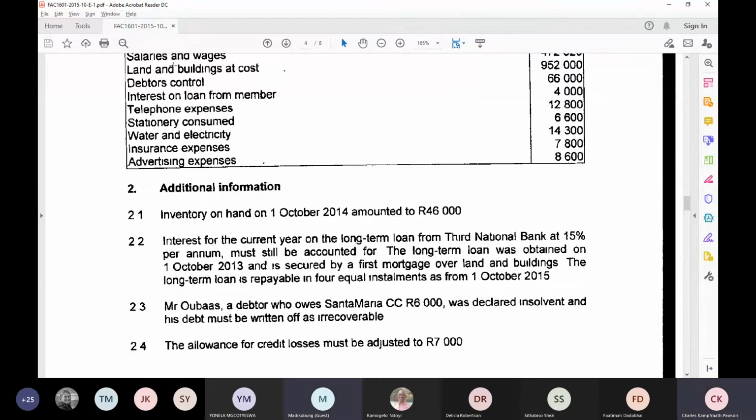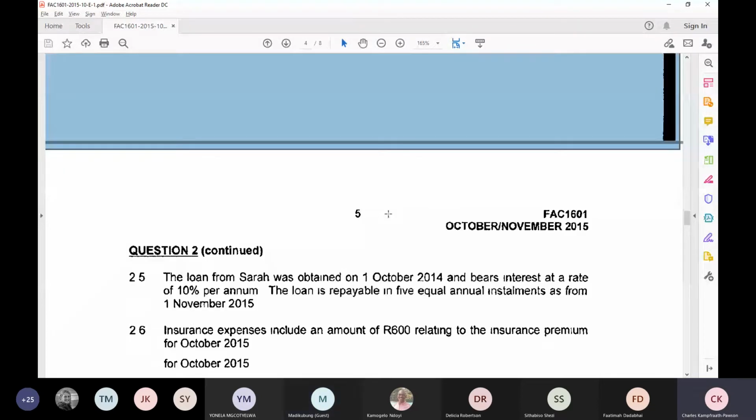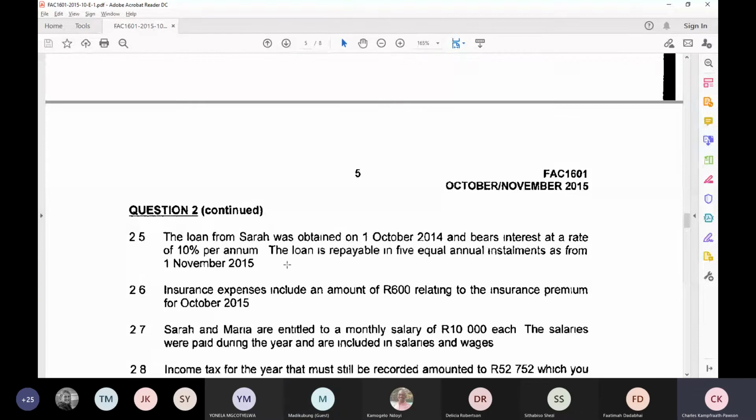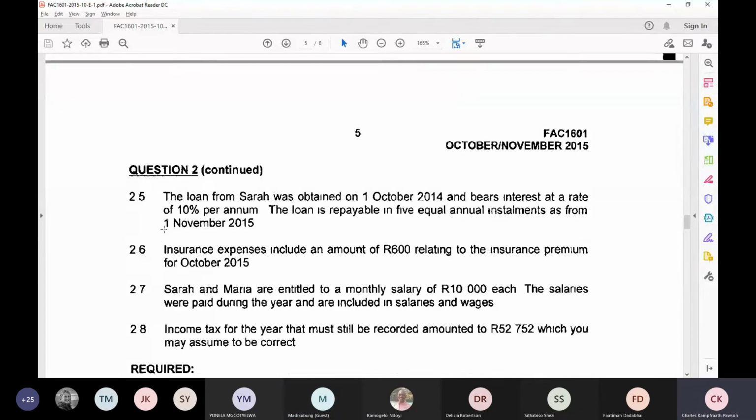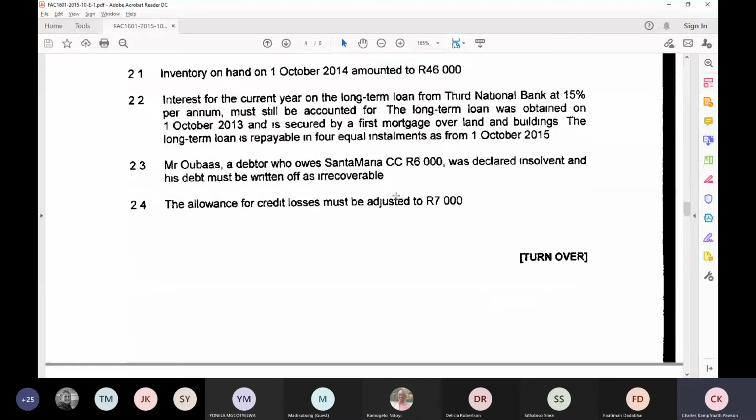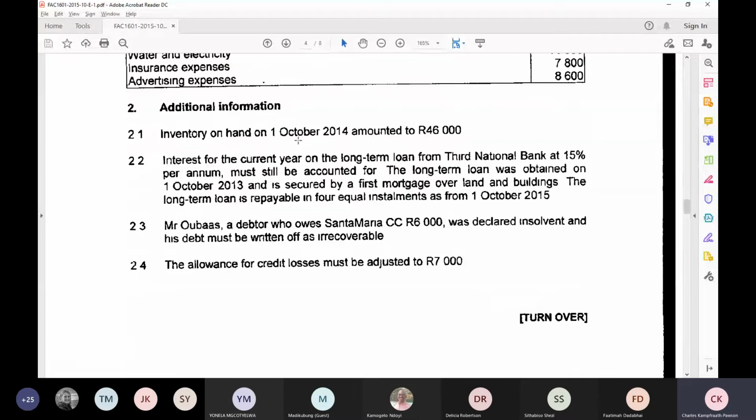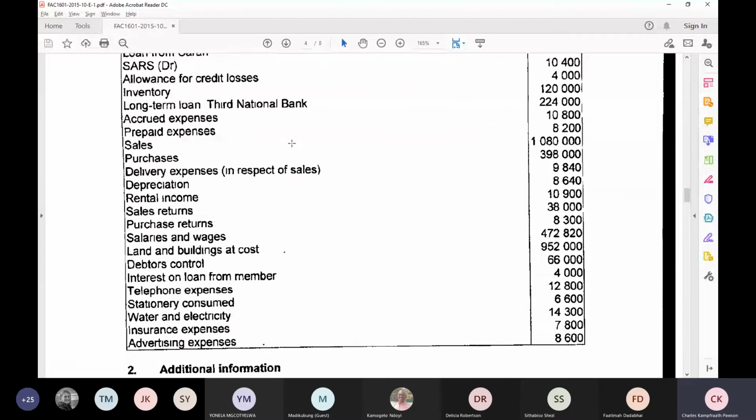Thank you. But I just quickly want to check something here. The loan from Sarah was obtained on the 1st of October, so there's no apportionment that needs to take place there. And this loan was obtained, okay, also no apportionment. 100%.